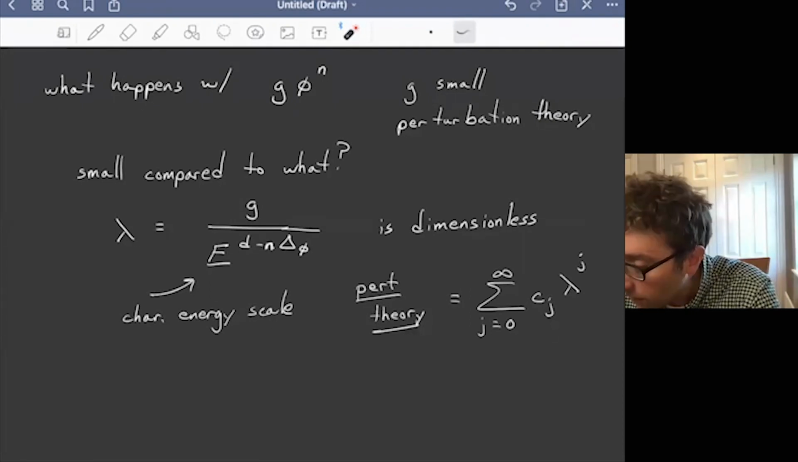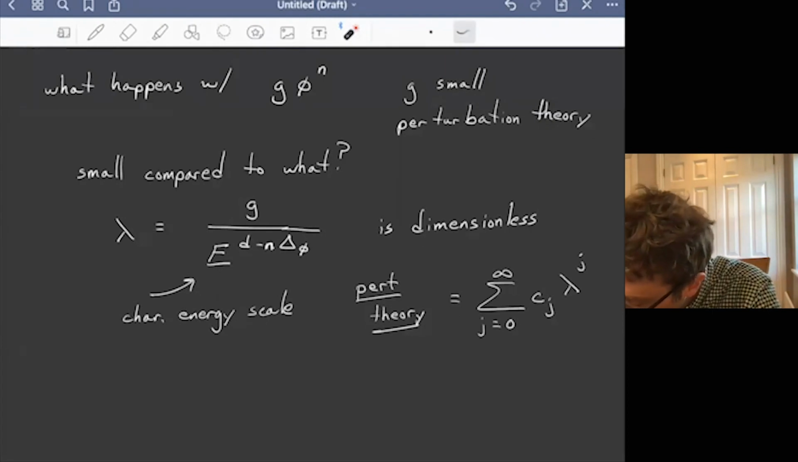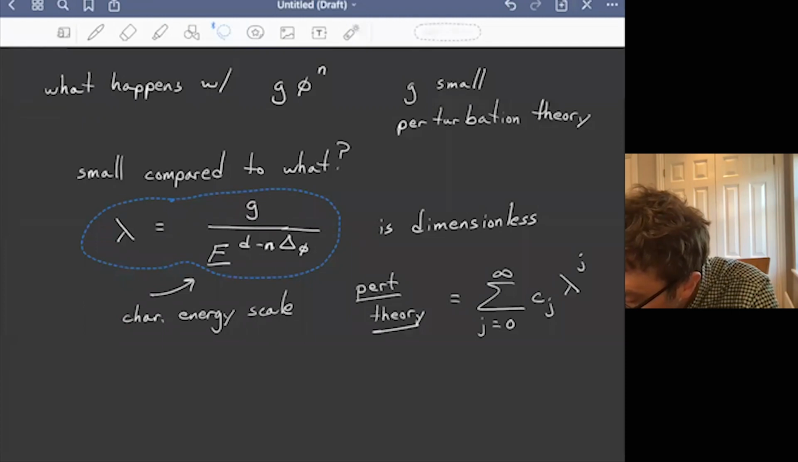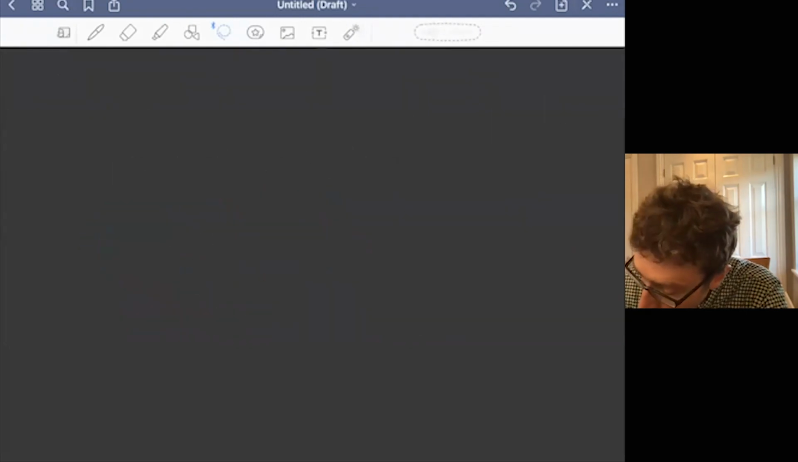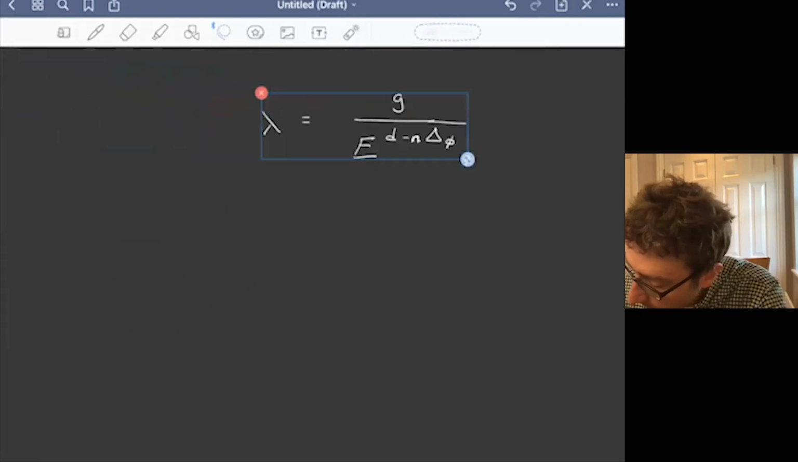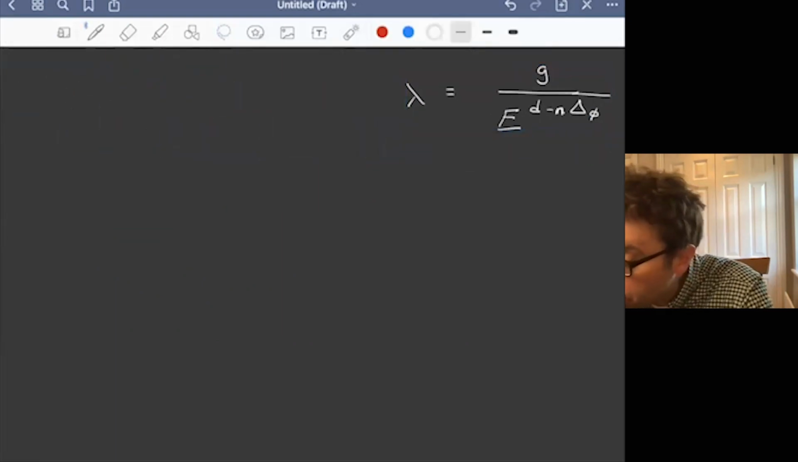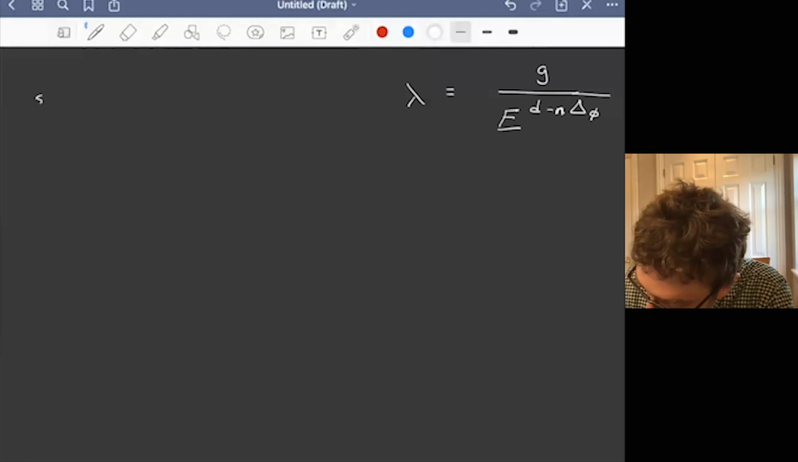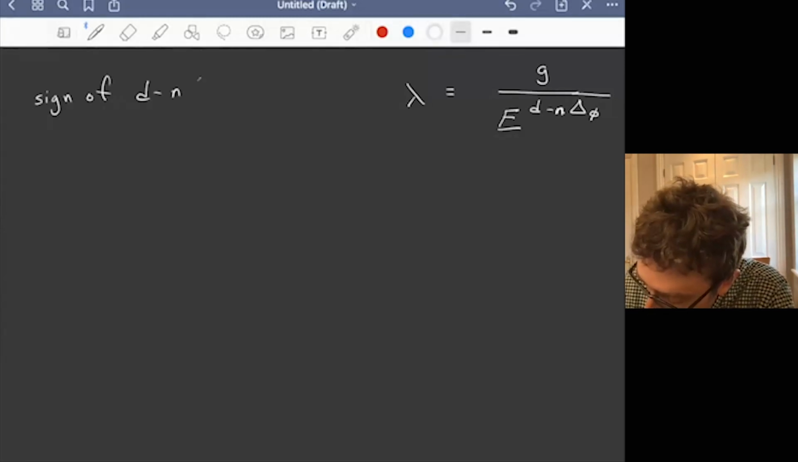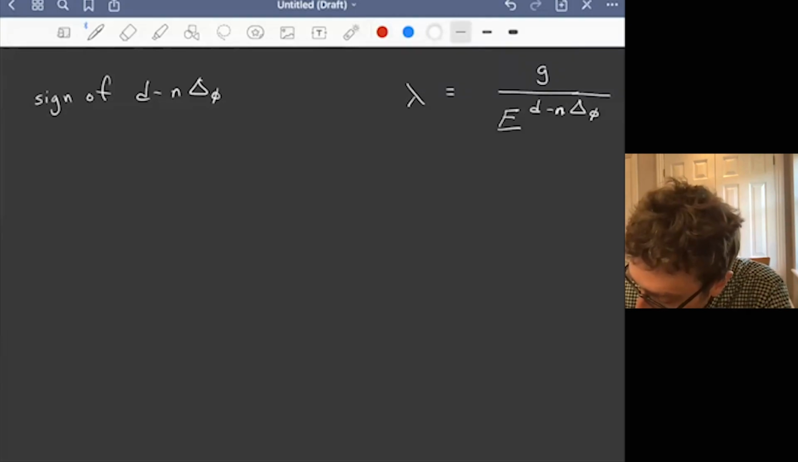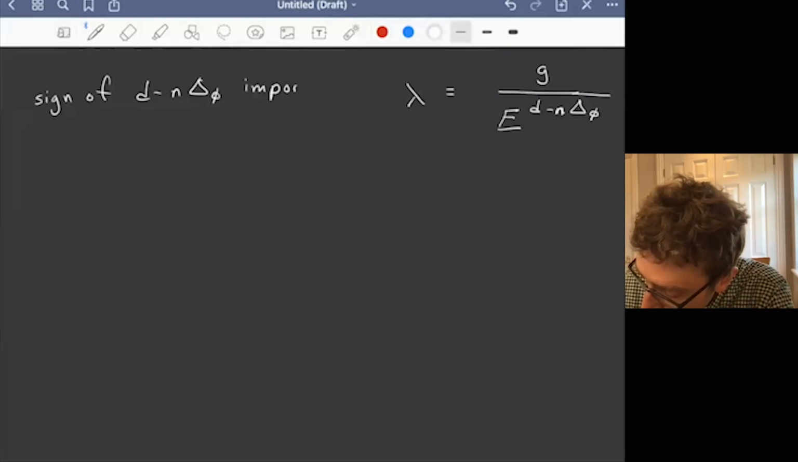So let's just copy this and go on to the next page since I've run out of room. I really need to get a larger iPad, I think. Let's see, copy. Put it there. And I want to say that the sign of d minus n delta phi is super, super important.